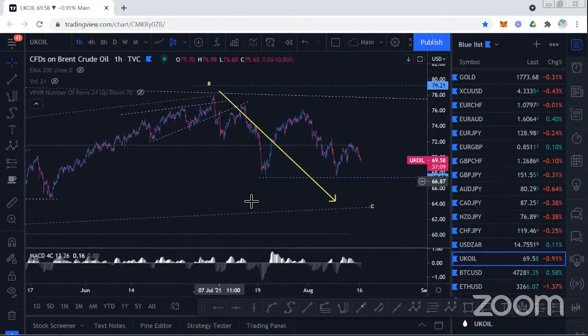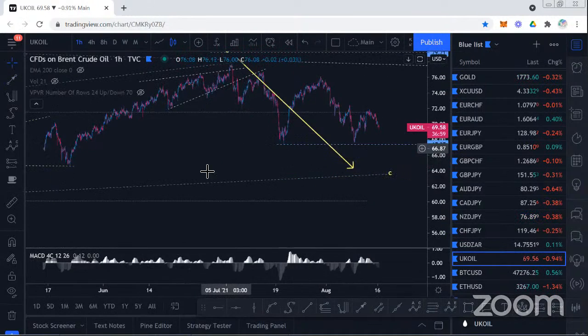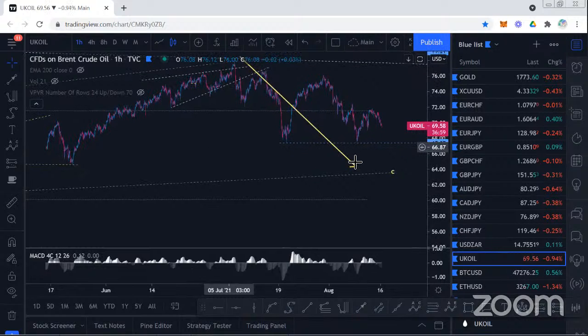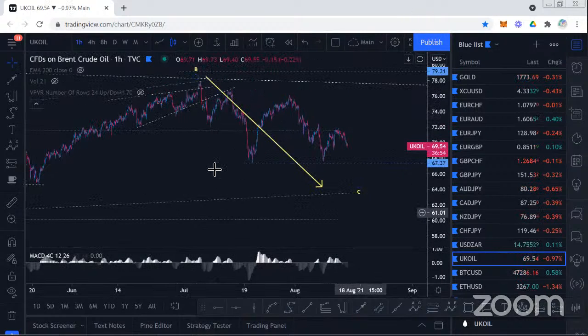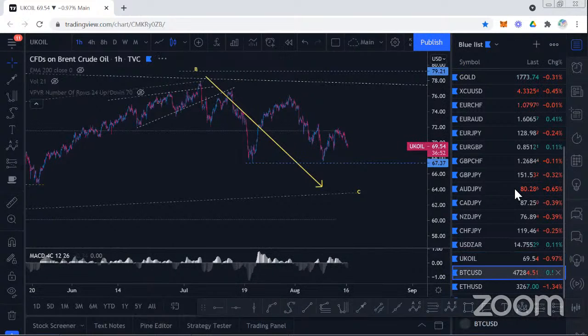No trades just yet. I'm not getting into this long just yet because I don't think the structure is complete. I need much more confirmation to look for that long. I still think one more leg lower is on the cards. And I think we're going to get that leg now before we see an impulse to the upside.